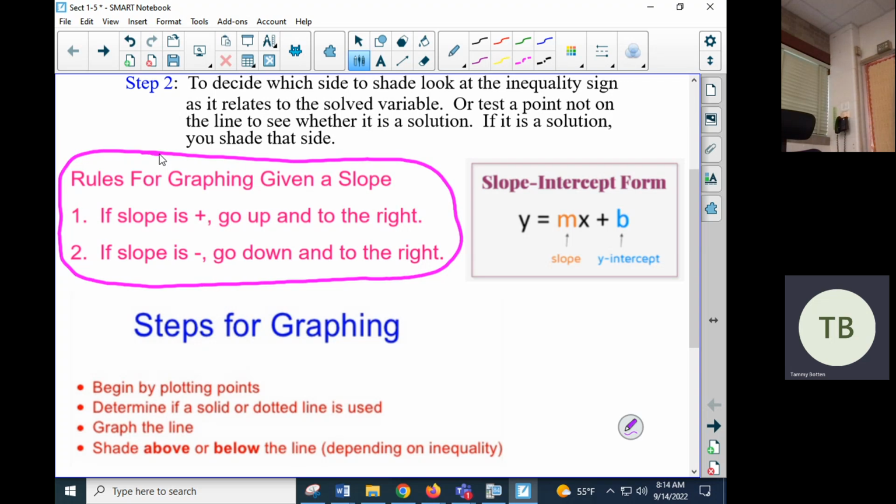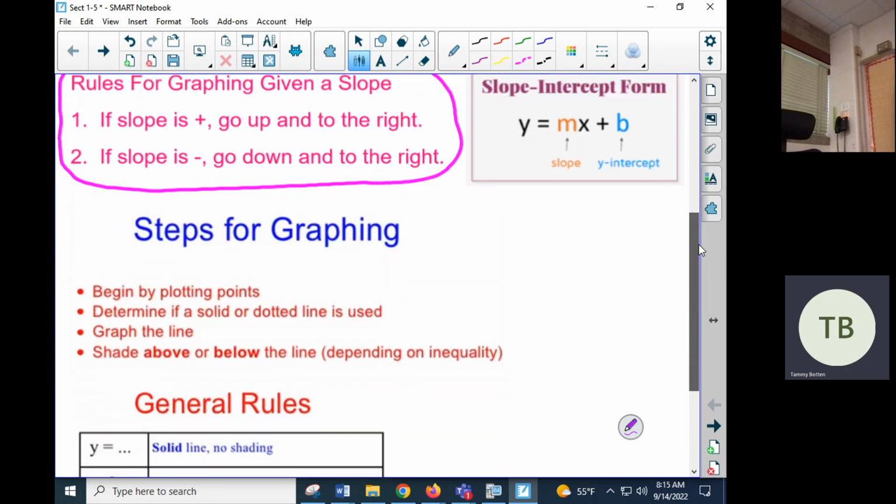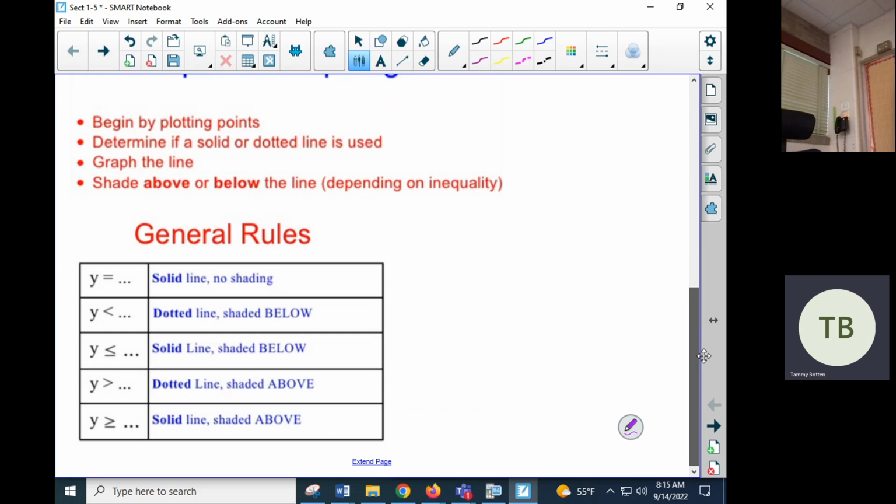And when you're done with that, there's a chart on the bottom of your notes, and I'll move it down in a second. That talks about shading, where to shade. So I'm gonna just go down here. You don't really need to copy this down, okay? But, yeah, copy the rest of this.